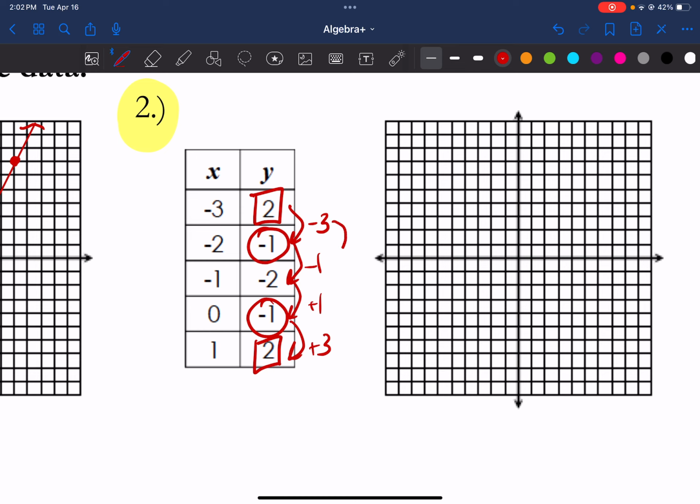To get from -3 to -1, we added 2. To get from -1 to +1 on the number line, you added 2. To get from +1 to +3, you added 2. These are the same, which makes this a quadratic.